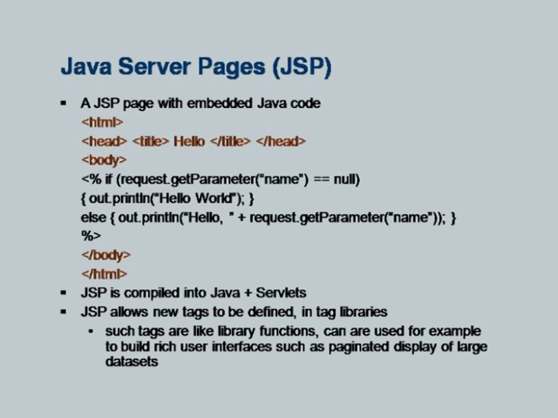Now what actually happens is this JSP code is compiled on the fly by the application server into Java. It's actually rewritten into Java servlet code, compiled and loaded on the fly. JSP has a number of other features, including new tags and so on, which can be useful, but are not essential.